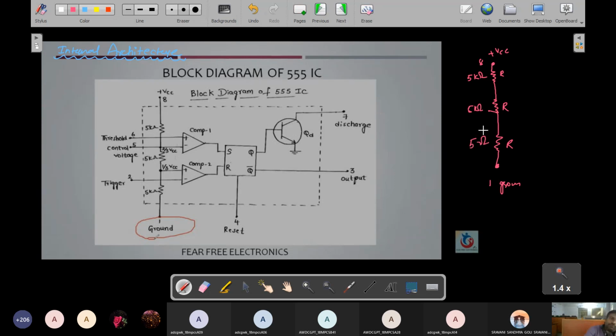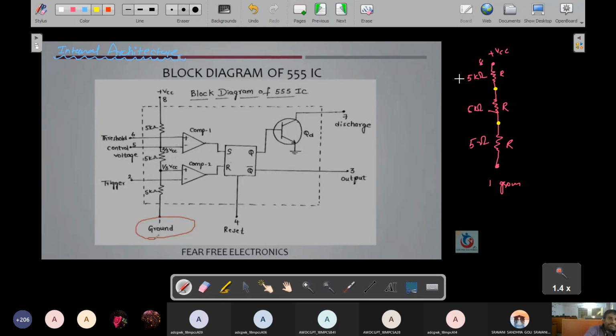So why are we calling it potential difference? If you are giving potential here, then there is a potential at the end point of each resistor. I am representing it in yellow color. This is the end point of the first resistor, this is the end point of the second resistor, and this is the end point of the third resistor.